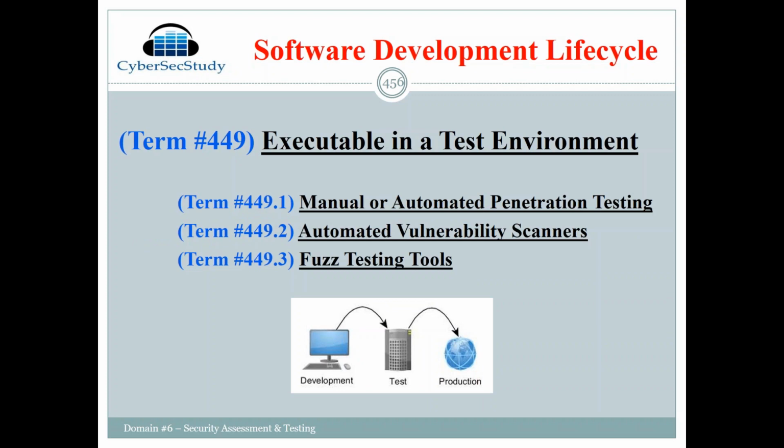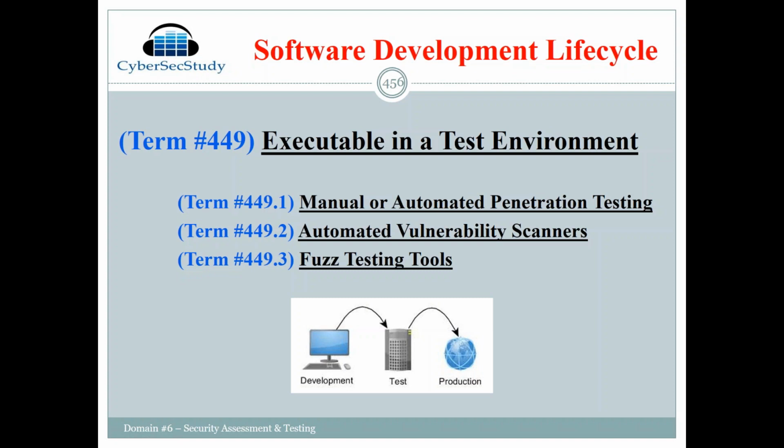All right, the third phase of software development lifecycle is the executable in a test environment. At later stages of the development lifecycle, when the software can actually be executed, further testing and approaches can be applied. For example, you can have manual or automated penetration testing, which simulates an attacker sending data to the application and observes its behavior, which can identify a wide range of vulnerabilities in the deployed application.